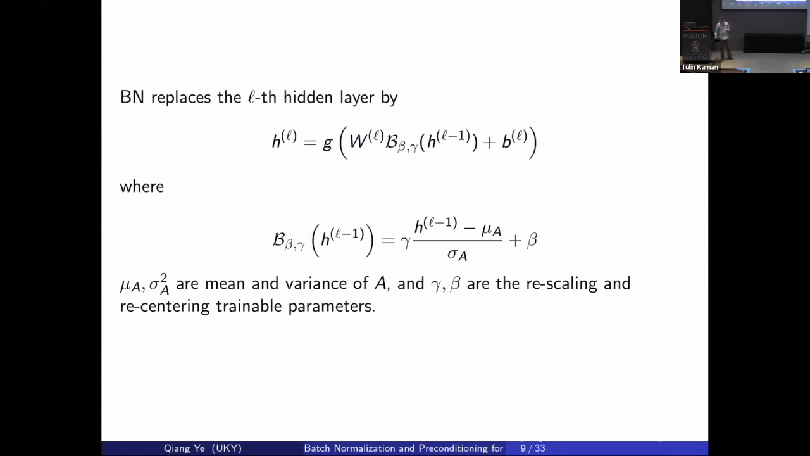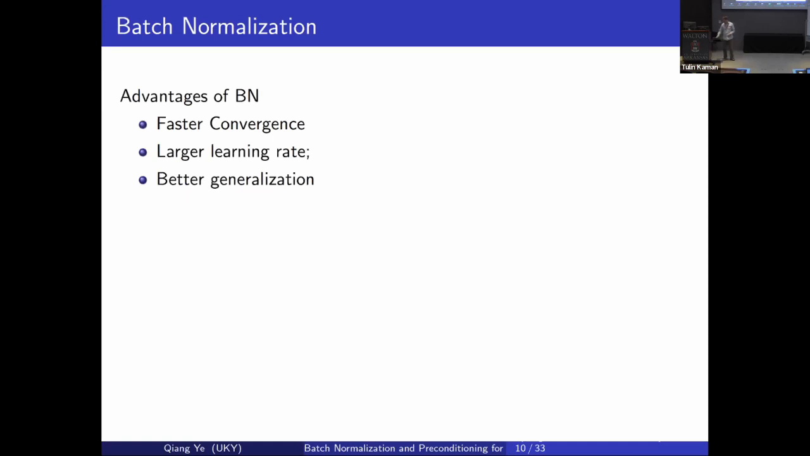So gamma and beta, what will they depend on? Gamma and beta are trainable parameters. So they actually train. It's just like W and B, some extra trainable parameters. It's kind of like I fixed that mean and variance, but I don't know exactly what that should be. So you make them trainable.